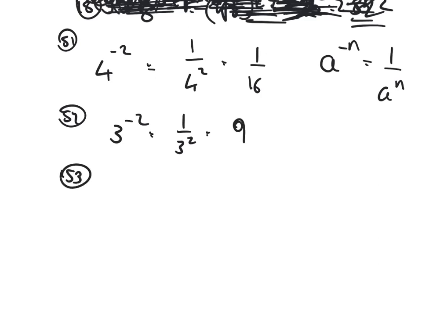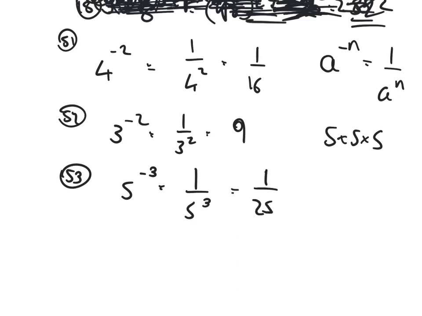Example 53. Let's this time go for 5 to the minus 3. That's 1/5 cubed. 5 times 5 times 5. 5 times 5 is 25, times that by 5 is 125. It's 1/125.